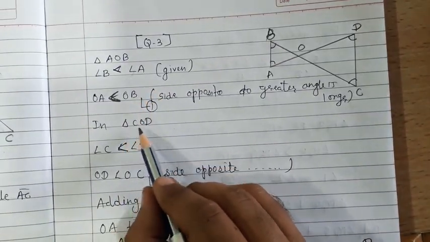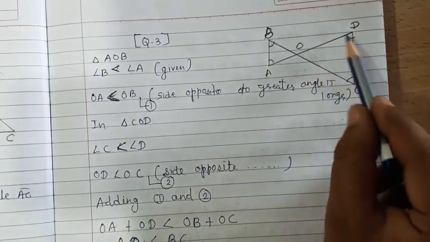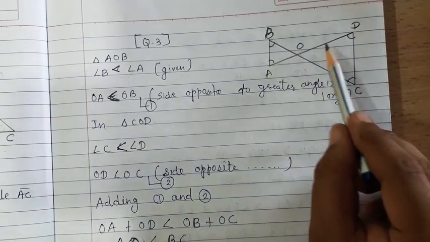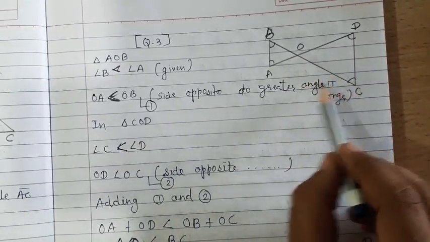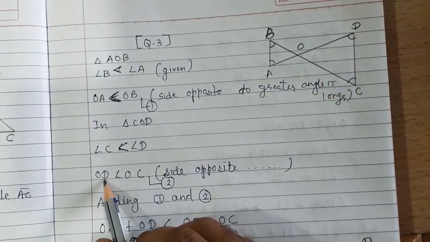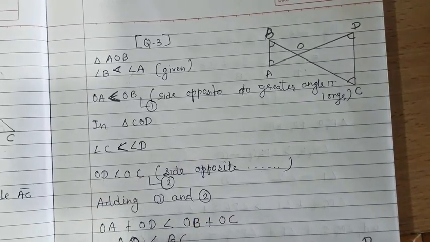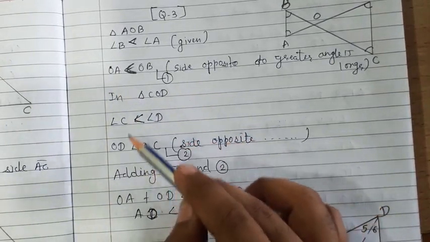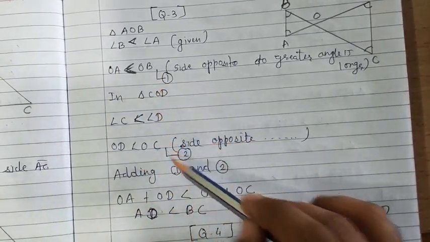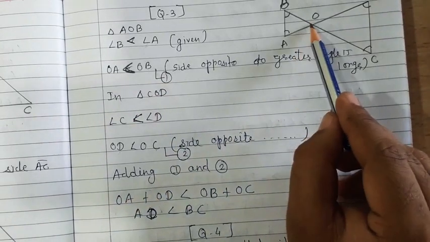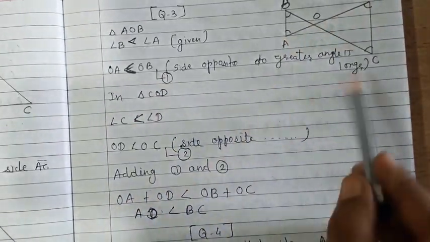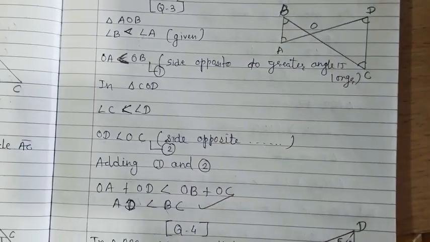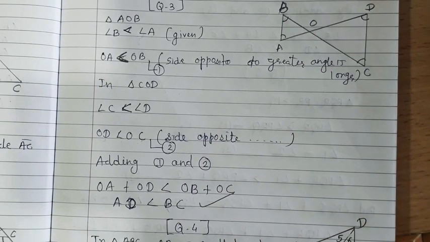Now in triangle COD, in this triangle, which one is smaller? C is smaller, this one is smaller, so this side is also smaller, so OC is larger and OD is smaller, OD less than OC. Now we give these equations 1 and 2. Now do the addition of these two equations. OA plus OD is less than OB plus OC. Now OA plus OD is equal to AD and OB plus OC is equal to BC. So it is proved. हमें जो प्रूव करना है वो आंसर यहाँ पे हमारा आ गया कि AD less than BC.